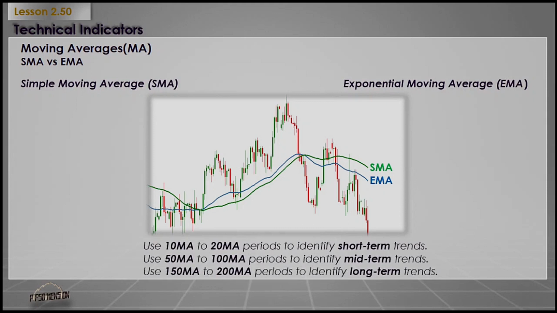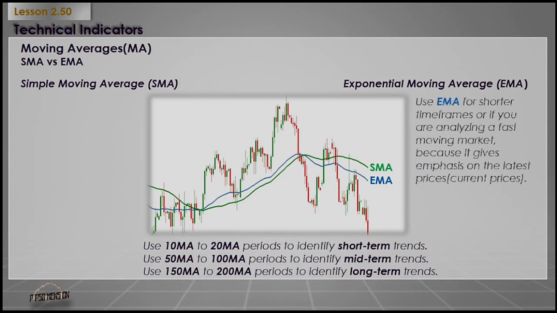For the number of periods to select for moving averages, use 10 to 20 periods to identify short-term trends. Use 50 to 100 periods to identify mid-term trends, and then use 150 to 200 periods to identify long-term trends. As to when and how to use which type of moving average indicator depends largely on your objective and trading system. Use exponential moving average for shorter time frames, or if you're analyzing a fast moving market, because it will give you more emphasis on the latest prices.